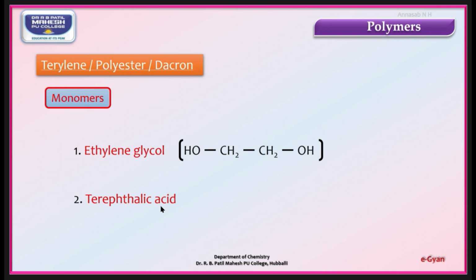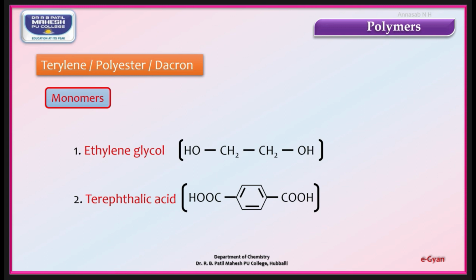You know phthalic acid: it is a 6-membered benzene ring, and the adjacent 2 carbon atoms contain COOH groups, that is, ortho dicarboxylic acid is phthalic acid. Now terephthalic acid means the position of the COOH groups is different. In this case the 2 COOH groups are present at para position to each other, or 1,4 position.